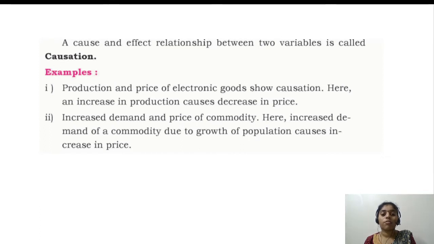Next, there is the definition of causation. A cause and effect relationship between two variables is said to be causation, and the example is the production and price of electronic goods, which shows a causation. Here an increase in production causes a decrease in price.